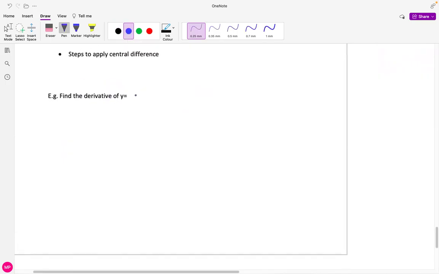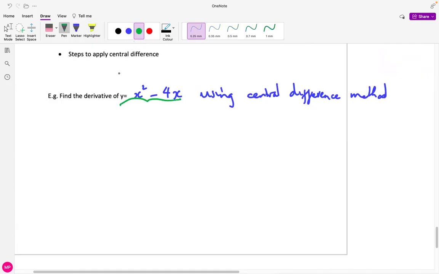So let's say finding the derivative of y equals x squared minus 4x, something like that. And I want you to use the central difference method. Because this question specifically wants you to do this method, but you know that by normal derivative, you could have guessed the answer. The derivative of x squared is 2x, and the derivative of 4x is 4. So you know the answer, but we want you to do this method. Okay, so let's get started.